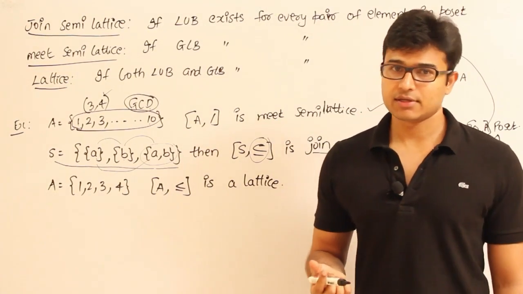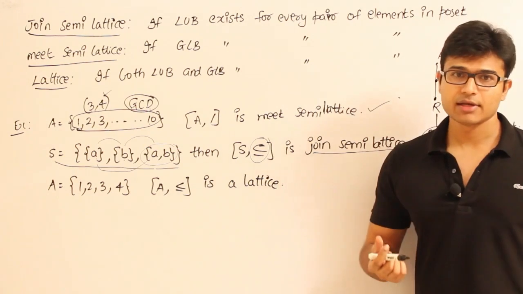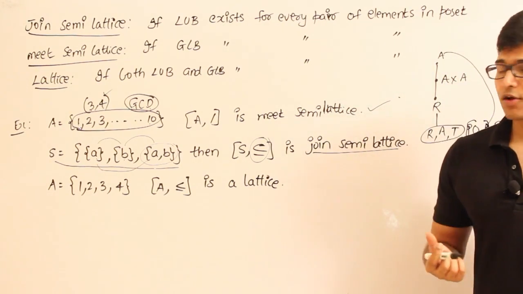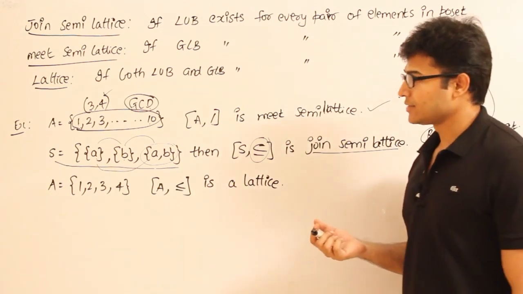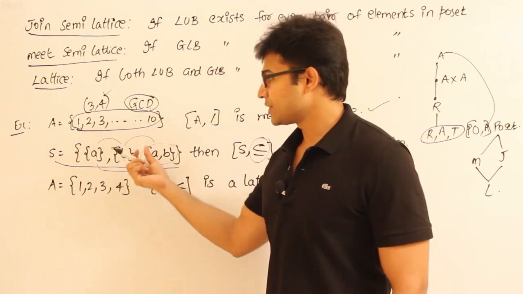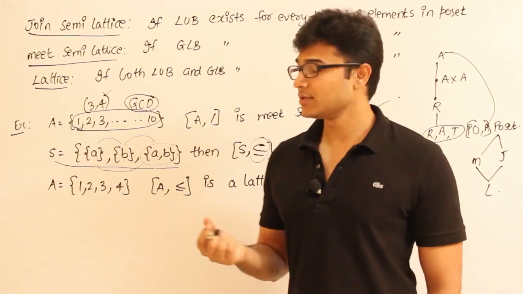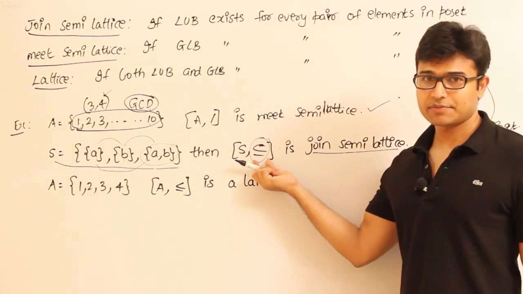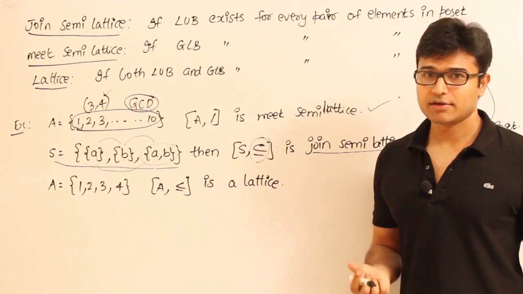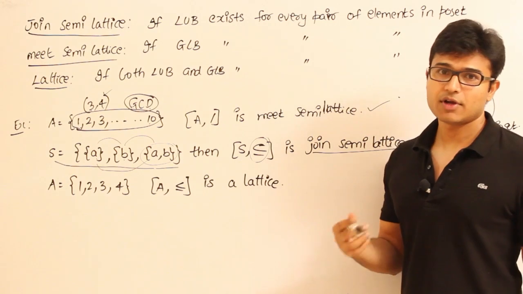Therefore, we can clearly say that in this particular example it is a join semi-lattice. Now, why is it not a meet semi-lattice? What is the greatest lower bound in terms of sets? It is the intersection of two sets, isn't it? Whenever the relation is subset. See, only when the relation is subset do you take union and intersection. If the relation is different, then we have to change it.